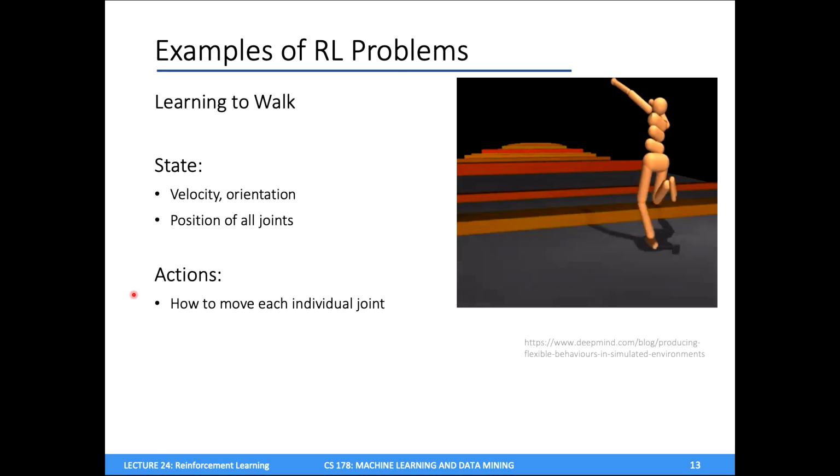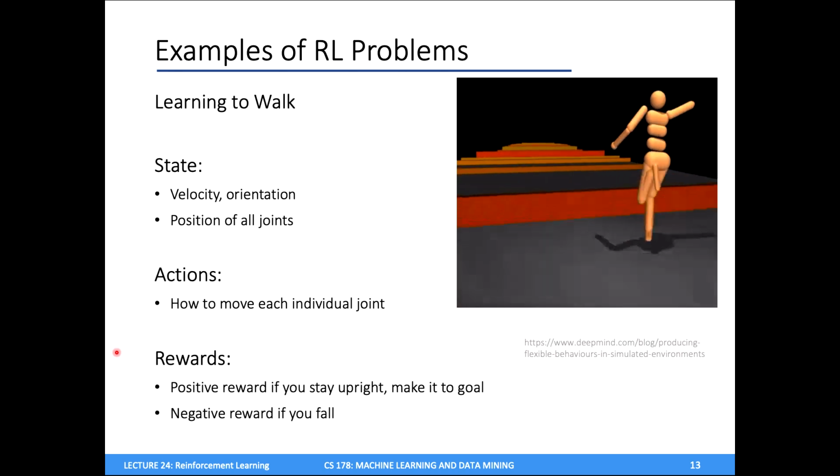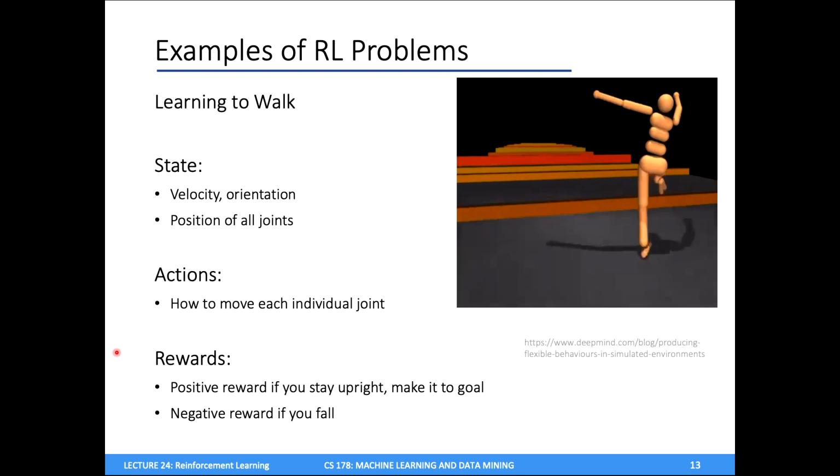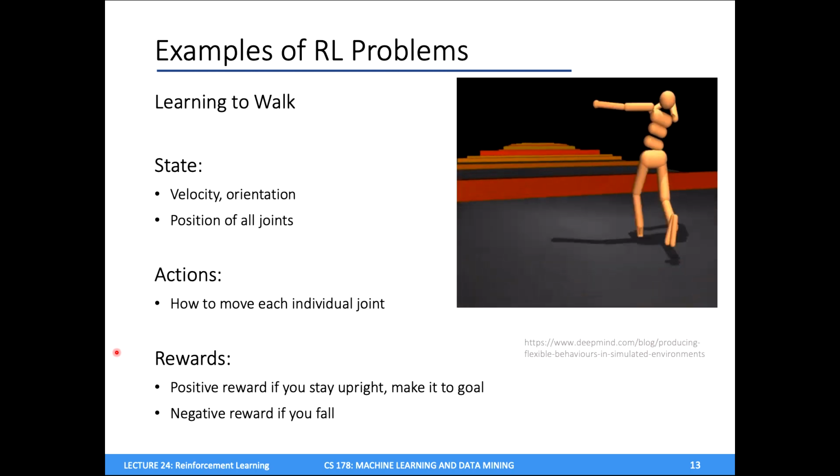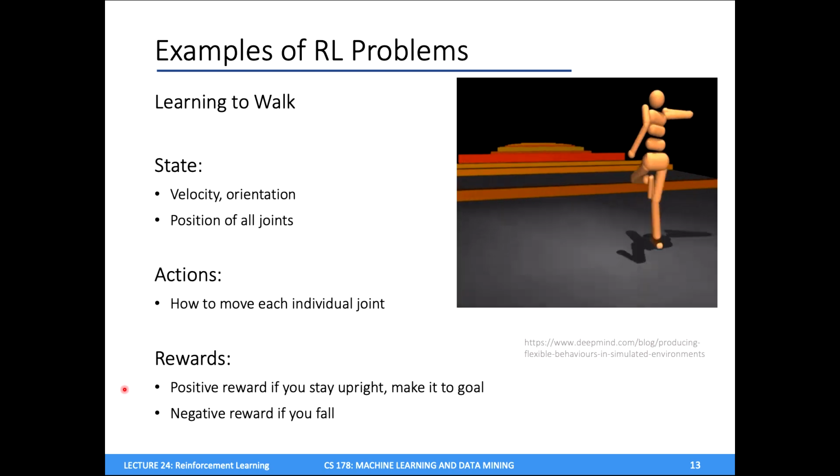And the actions, of course, is how do we move each of our joints in our robot or in our simulation? And again, the rewards might be something like a positive reward if you don't fall over or if you reach some kind of goal or some kind of end state that we're interested in, and a negative reward if you fall over.